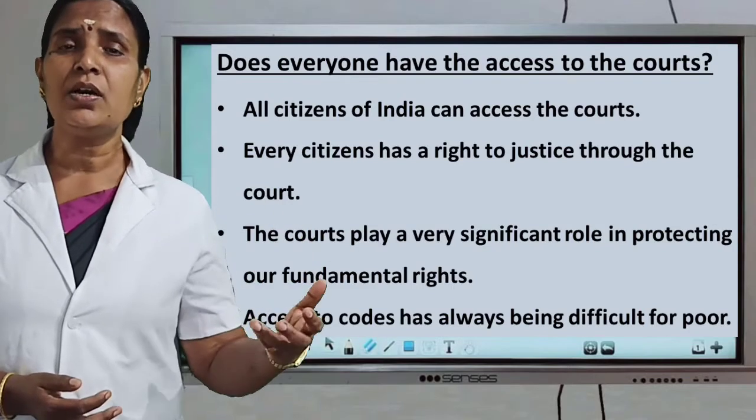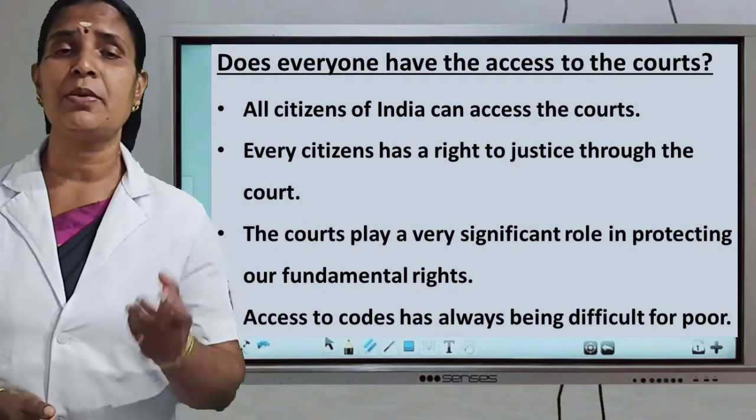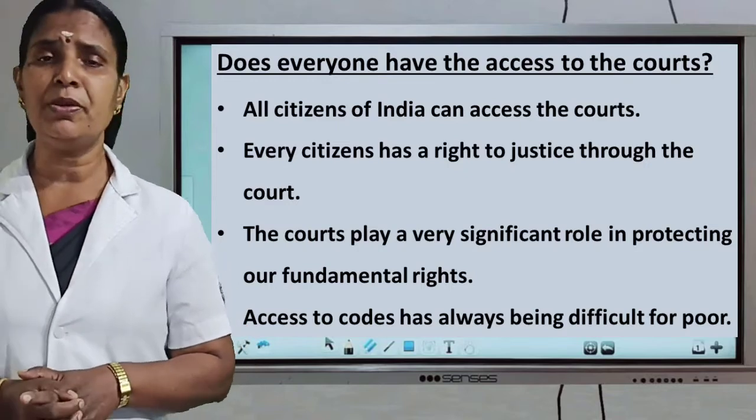Access to the courts has always been difficult for people. Which type of people? Especially the poor people.